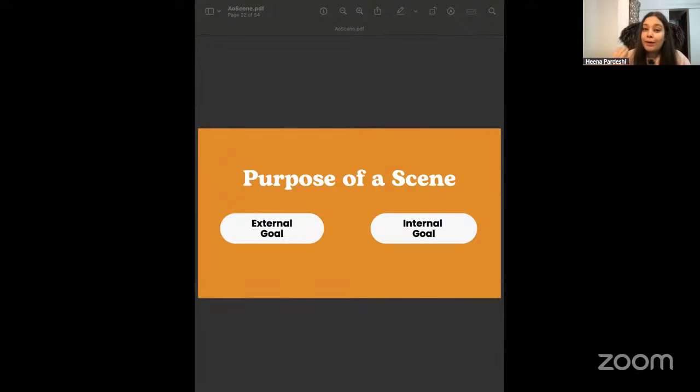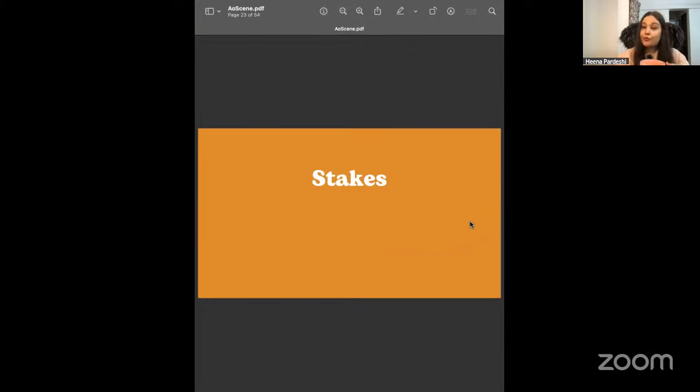Now, let's talk about the third element of writing a strong scene. Stakes. If character goal is what your character wants, stakes are why it matters. Stakes are the emotional or practical consequences attached to the goal. They tell the reader what happens if the character fails in this moment.